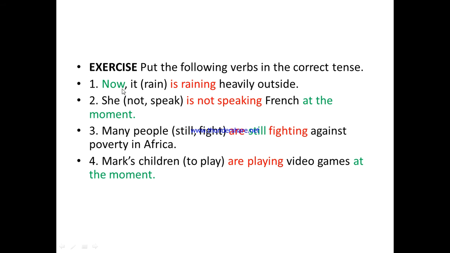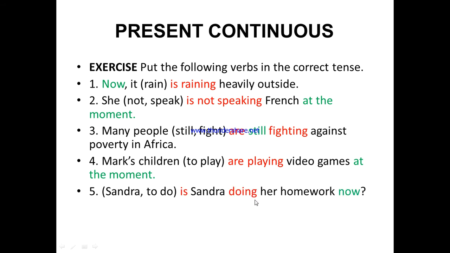So in the exam, on the day of the exam, I have to focus on the expressions. Number 5, Sandra to do. We have the verb to do and Sandra her homework now. Here we have the expression "now", so we must use the present continuous. For the question, we start with the verb to be, then the subject, then the verb plus ing. So "Sandra is doing her homework" is the affirmative form. But for the question, we must invert the verb with the subject. Is Sandra doing her homework? Is Murad doing his homework, etc. So why did we use the present continuous? Because we have the expression "now".